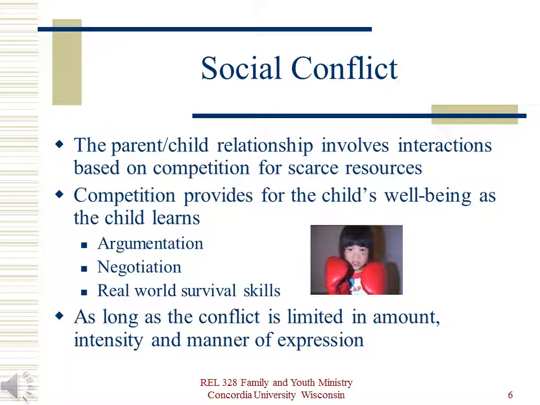What is the parent-child relationship like in social conflict theory? Well, there we find that the parent-child relationship involves interactions based on competition for these scarce resources that we mentioned earlier: material goods, time, money, and affection. Competition provides for the child's well-being as the child learns argumentation, negotiation, and real-world survival skills. In fact, in social conflict theory, the only child is a child who has a disadvantage. That child isn't learning those social conflict skills that will be so necessary for adulthood.